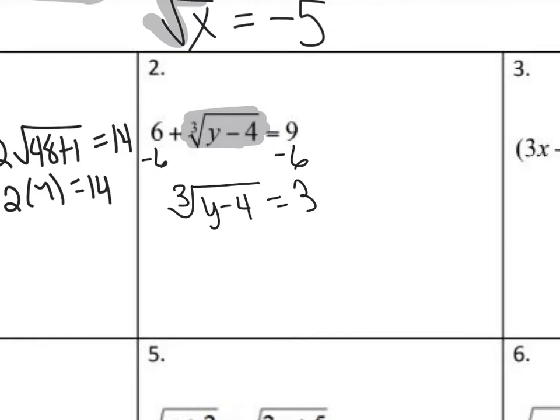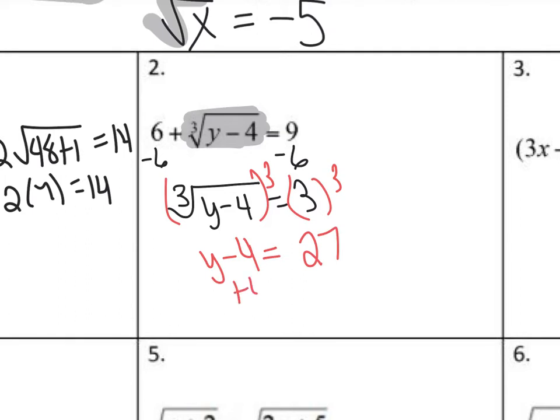To undo a cube root, I'm just going to cube both sides. All that does is get rid of my root, and so I'm going to have y minus 4 over here. 3 to the 3rd power is 3 times 3 times 3, which is 27. It is not 9. So then when I add 4 to both sides, I get y equals 31.